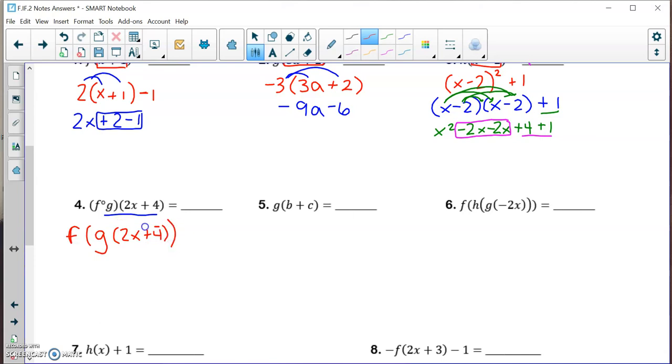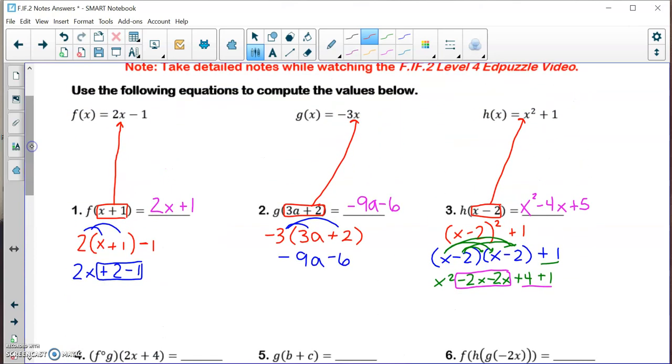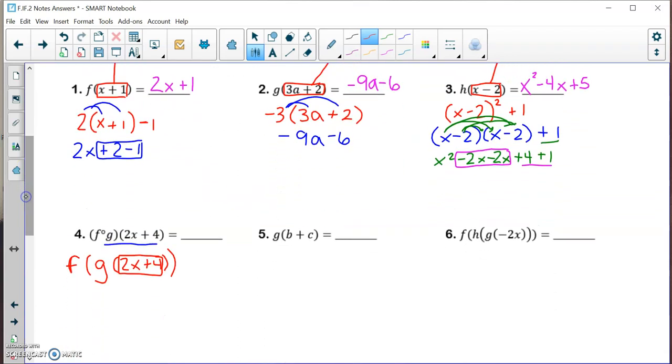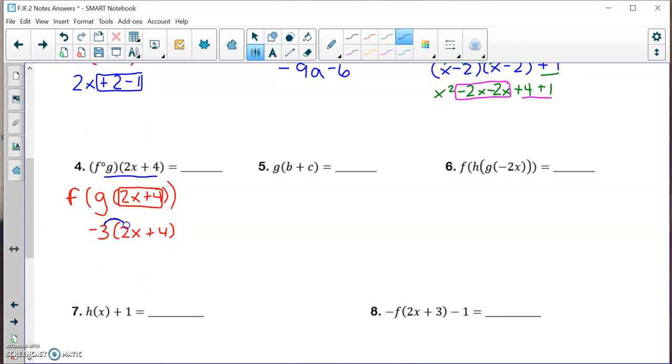So I'm going to first start off with putting the 2x plus 4 into my g of x function, which was negative 3 times x. So I'm going to have a negative 3, and now I'm going to put that 2x plus 4 in for x. And now I'm going to simplify that by distributing the negative 3 in. Now that cannot be simplified. But g of that 2x plus 4 equaled the negative 6x minus 12. So that's going to replace the g of 2x plus 4.